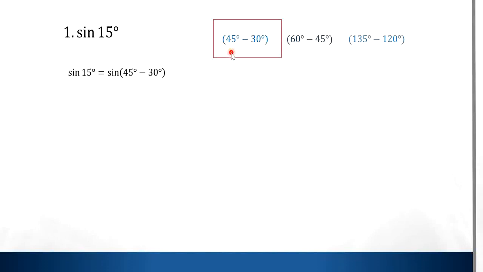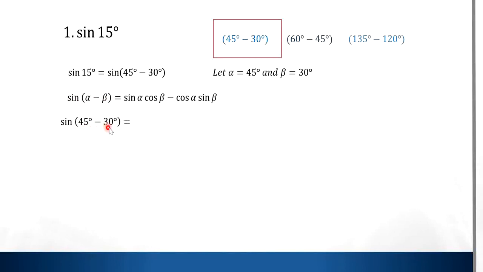We will be using the difference identity for sine to find the exact value of sine 15 degrees. We let alpha equal 45 degrees and beta equal 30 degrees. Let's have the formula for the difference identity for sine: the product of sine alpha and cosine beta minus the product of cosine alpha and sine beta. After this, let's substitute the values of alpha and beta into our formula. We have 45 degrees minus 30 degrees, and let's replace all alpha and beta in our formula.